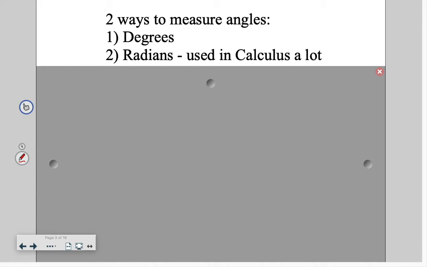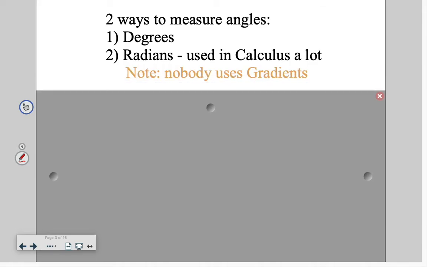Okay? There's also a third one, I believe, on your calculator. It's called gradients, but you don't have to worry about that one. You never have to worry about gradients. You're either going to be degrees or radians, the two. Okay? So just a heads up on that.